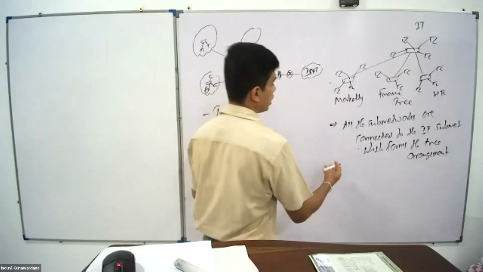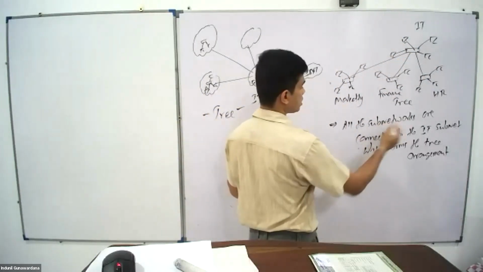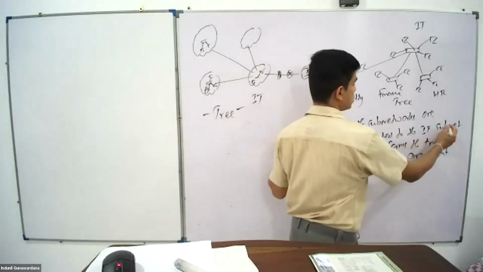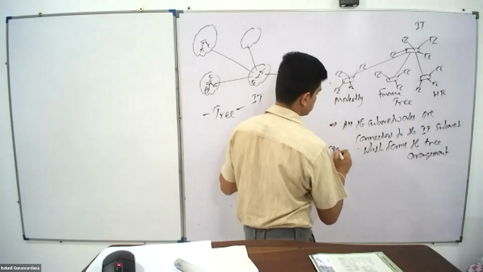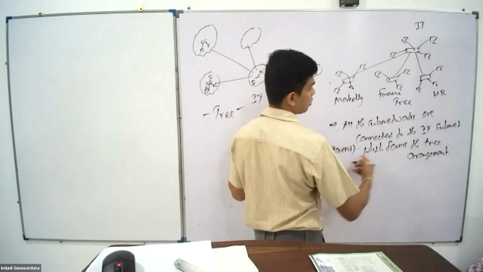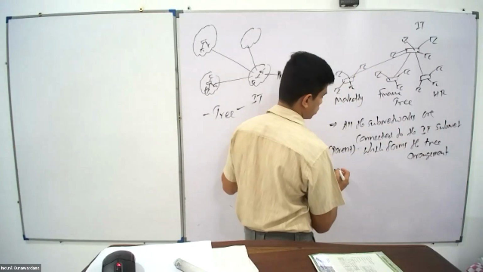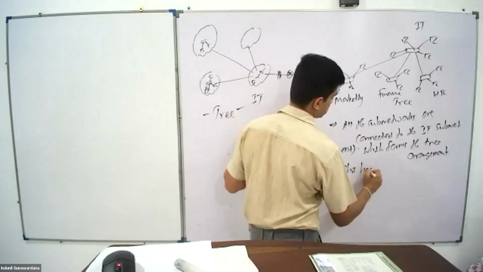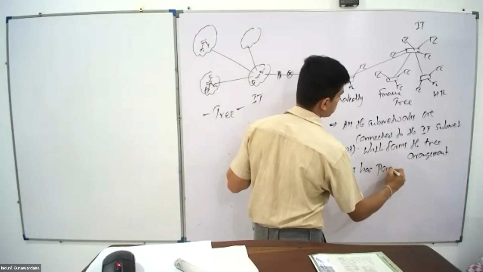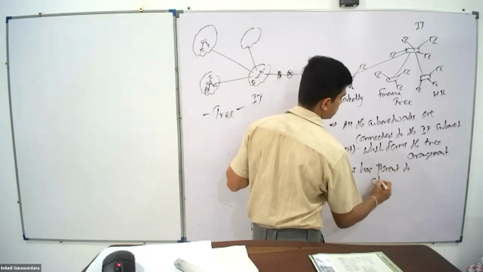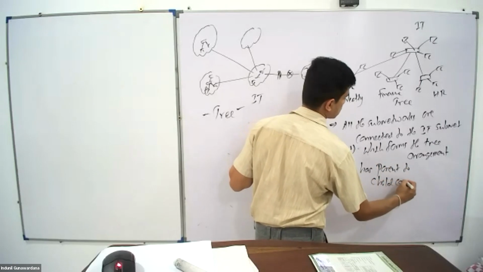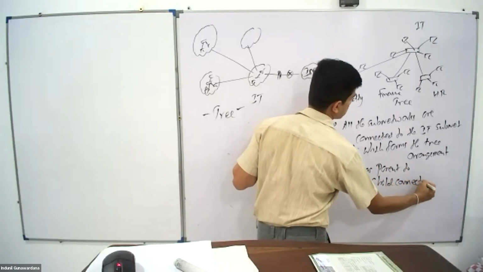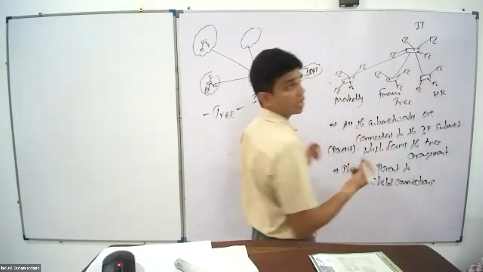You can explain this further: all these subnets are connected to the IT subnet. It can have a parent, right? Which forms an arrangement. You can also say this has a parent to child connection. That's why this is going to be a tree, right?